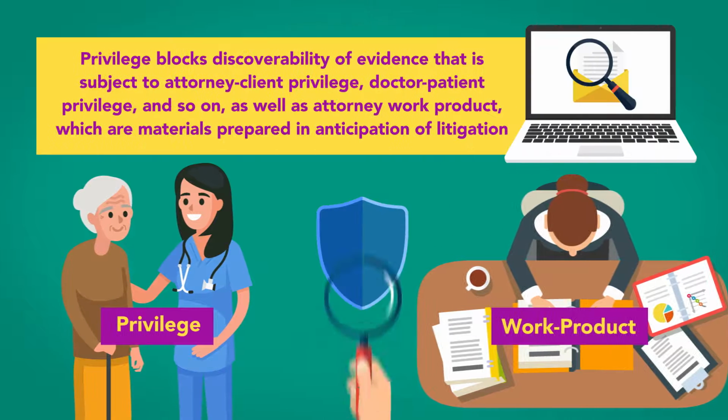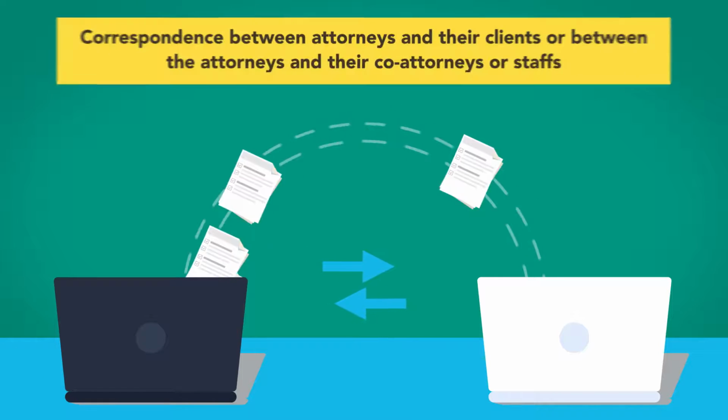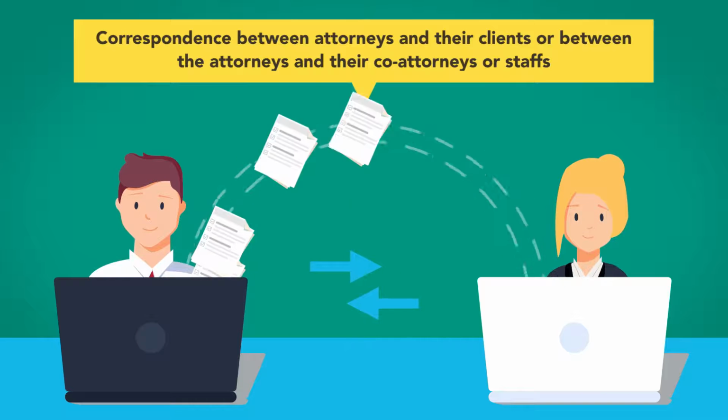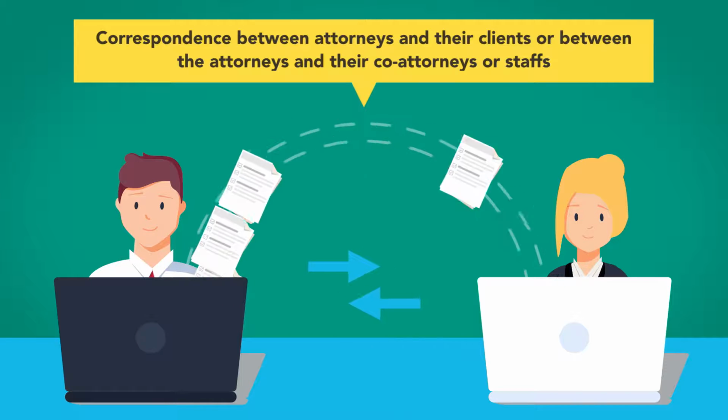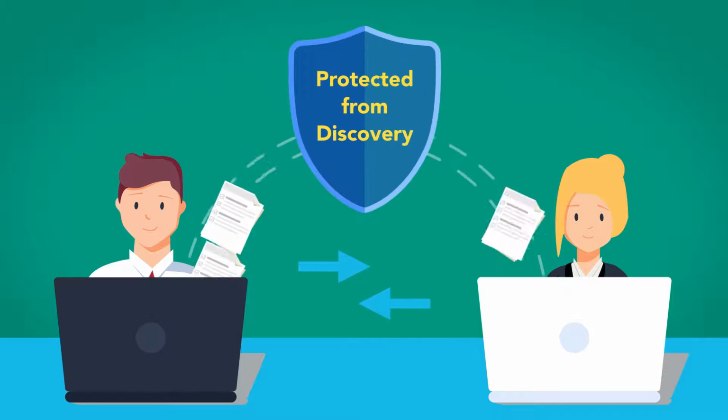The next limit on discoverability is privilege and work product, a very common objection in electronic discovery. Privilege blocks discoverability of evidence that is subject to attorney-client privilege, doctor-patient privilege, and so on, as well as attorney work product, which are materials prepared in anticipation of litigation. The scope of discovery produces millions of documents, some of which contain correspondence between attorneys and their clients or between attorneys and their co-attorneys or staff. Most of these communications are protected from discovery.